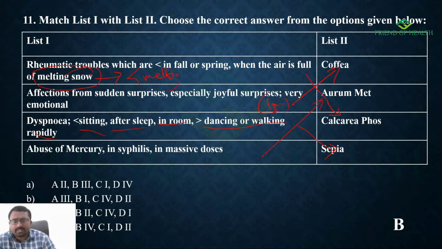Dyspnea, interesting modalities: aggravation, amelioration by standing, amelioration after stool, all these are there. Which is the dyspnea with amelioration by stool? Which remedy? Dyspnea amelioration by stool. Any idea? By this time you should be knowing this.